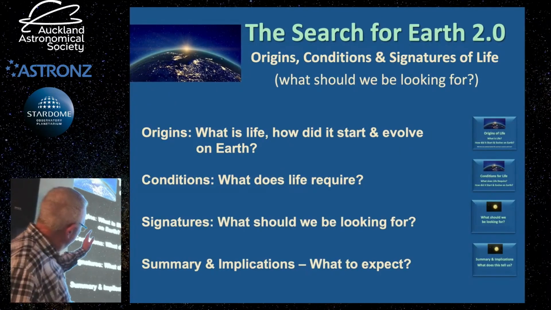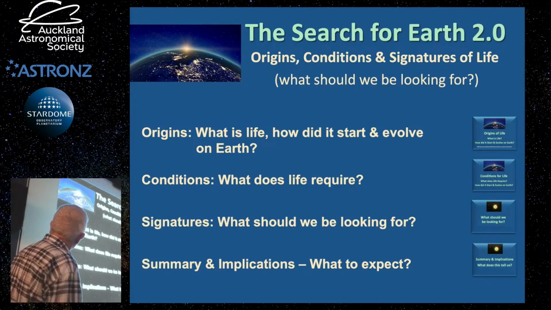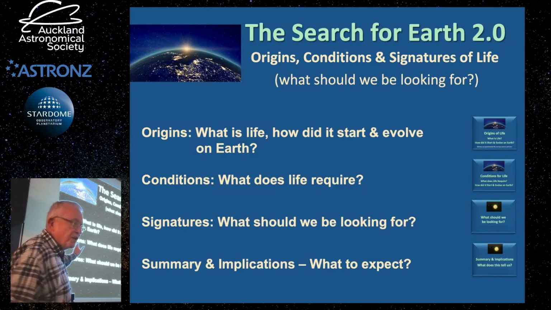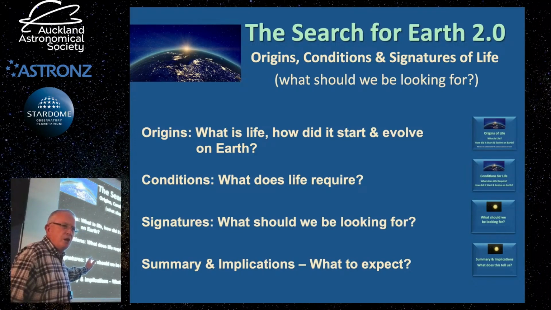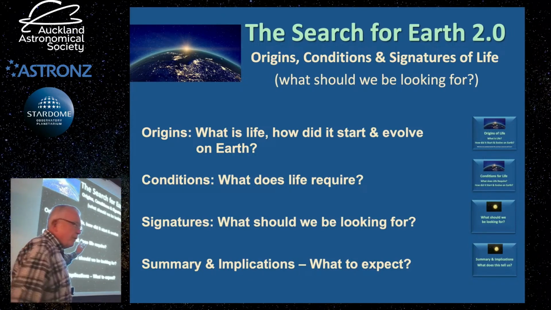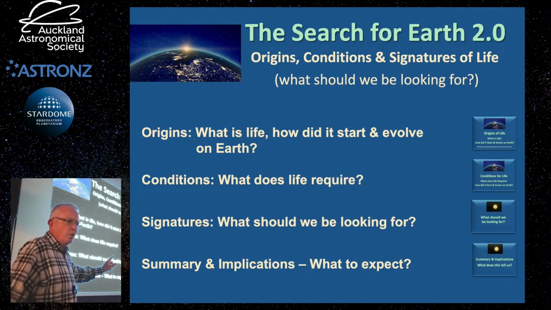So I've split it into 4 main chapters, if you will, and then we'll sum up. First, we're going to talk about the origins of life. What is life? If we're going to be looking for it, we better know exactly what we are looking for. We've only placed Earth as the only place we know of, as far as we're aware, where there is life as we define it.